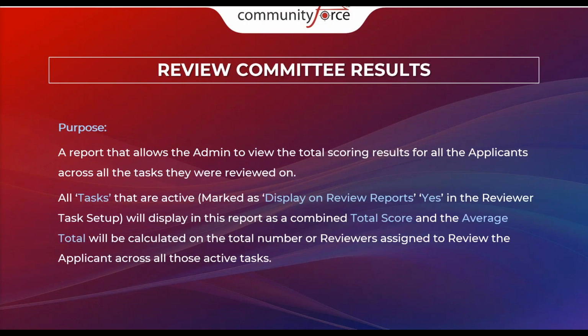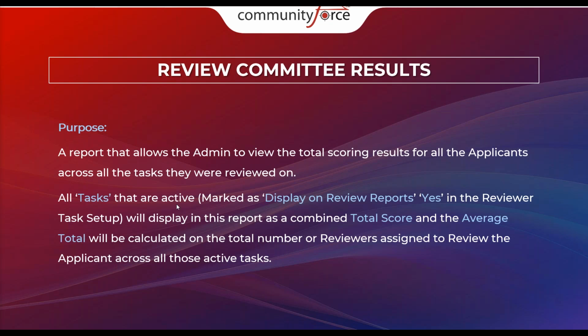The review committee results is going to give you, similar to what we just saw per task, the results for those applicants in a slightly different view with a little bit more details. This gives you the total scoring for the applicants across all the tasks they're reviewed on. When I say all tasks that are active, that's any task that's marked displayed on review report. I'm going to go into the report so you can see what it looks like when everything is active, and then how to see just a specific task when you come to that results screen.